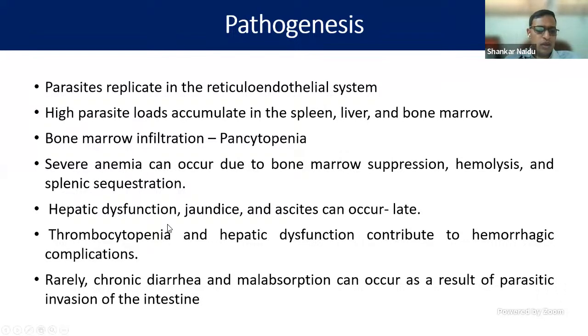When they involve the liver, they present as hepatic dysfunction in the form of jaundice and ascites. However, hepatic dysfunction is seen very late in the course of the disease, and they can have bleeding manifestations either because of thrombocytopenia or because of hepatic dysfunction resulting in coagulopathy. And sometimes patients can have atypical manifestations in the form of GI involvement and malabsorption, resulting in chronic diarrhea, especially if the amastigote forms are invading the intestines.